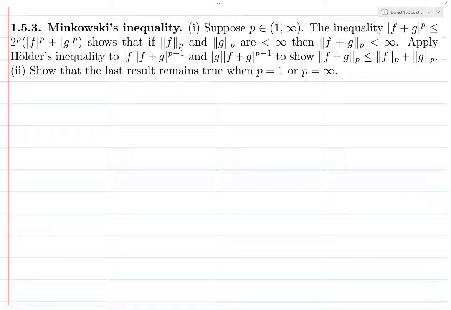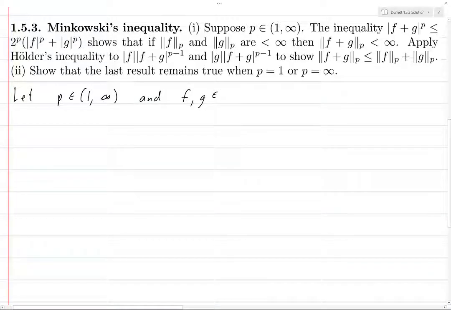Alright, Minkowski's inequality, take two because I messed up the first time. So, let p be in the open interval from 1 to infinity, and let f and g be in L^p of R. This is a space of functions which map from the domain in parentheses here, which is R, into R.